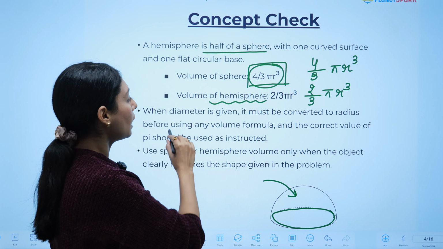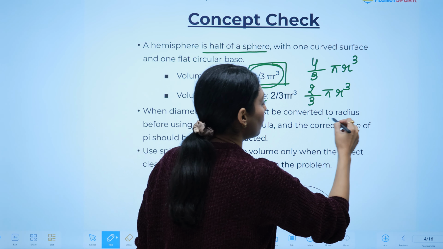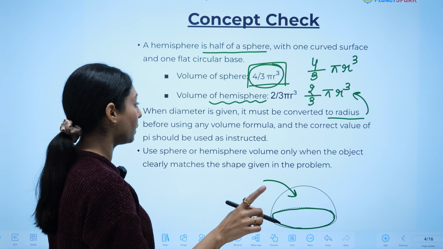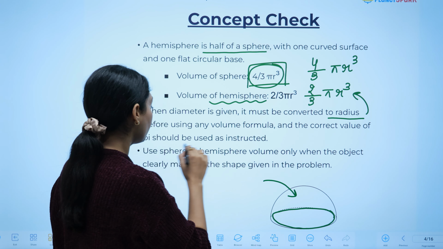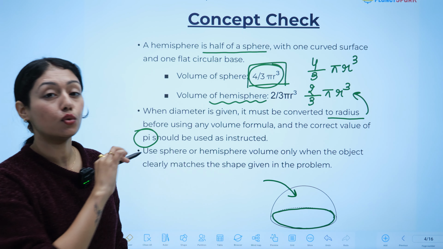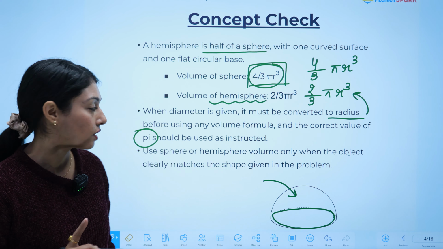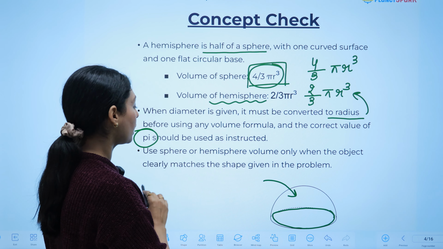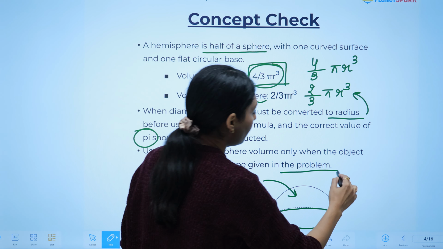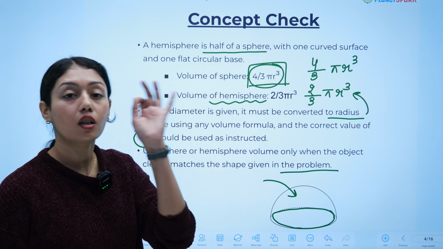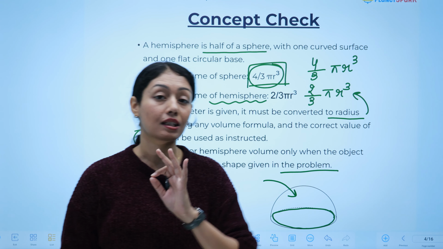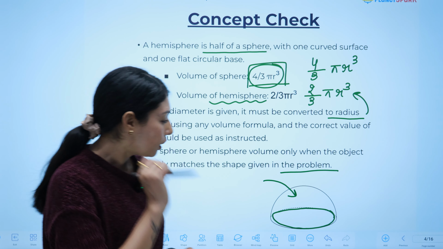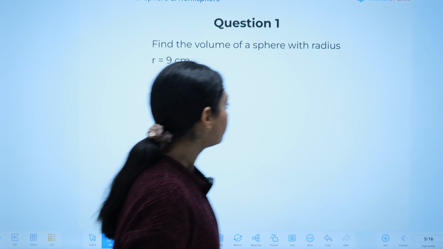Clear? Now, when diameter is given, we know we have to convert it into the radius so that we can substitute the value in the formula, right everybody? Then correct value we have to write by using the correct value of the pi as instructed in the question. Use of sphere or hemisphere volume only when the object clearly matches the shape given in the problem. That is question को बहुत ही carefully हम पढ़ेंगे. We'll see what is the shape there and accordingly we'll be using the formula. So let's get started with the questions everybody.